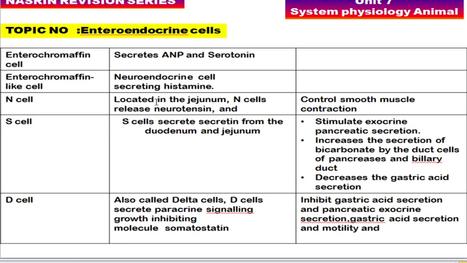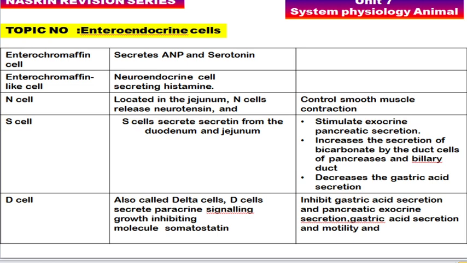Next, your N cell, which is located in the jejunum. The N cell is releasing a neuropeptide called neurotensin, and the function of the N cell is that it will control smooth muscle contraction. Next, the S cell, which is secreting secretin, and it generally secretes secretin from the duodenum and jejunum.